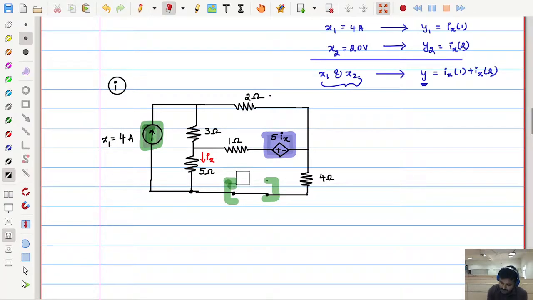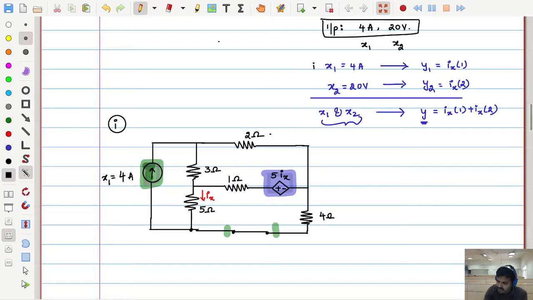Now once we replace this with a short circuit, what will be the corresponding output when only X1 is there? This is the case 1. The output is Y1, which I can write as Ix of suffix 1. Here also Ix of suffix 1. Why? Because this is a dependent source. So do not make any changes in the dependent source, keep it as it is.